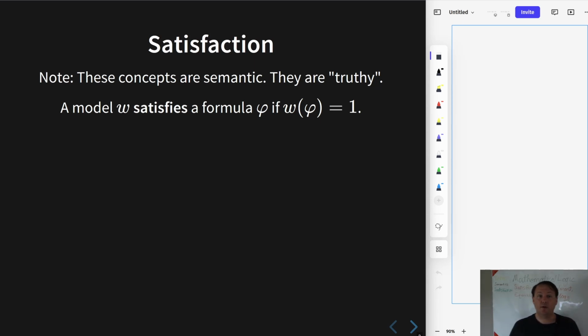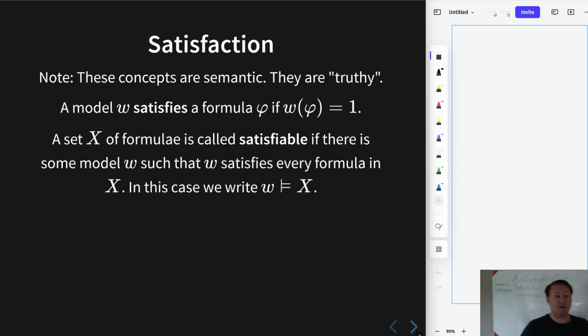So a very simple word that we'll define but use a lot is satisfaction. We say that a model satisfies a formula if the model evaluates that formula to the value 1, right? So basically assigns it true. That's what it means for a model to satisfy a formula. Now we extend this to satisfying an entire set of formulas, which really just means that the model satisfies every formula in the set. So this is a claim about all of the elements. If there's even just one that it doesn't satisfy, then it doesn't satisfy the set.